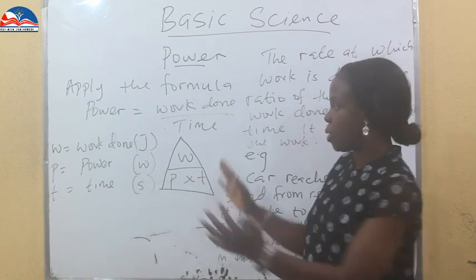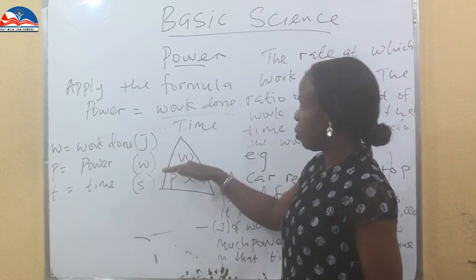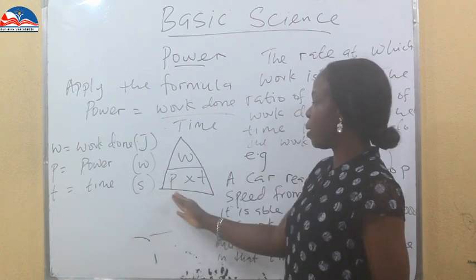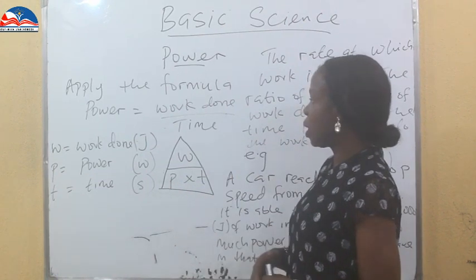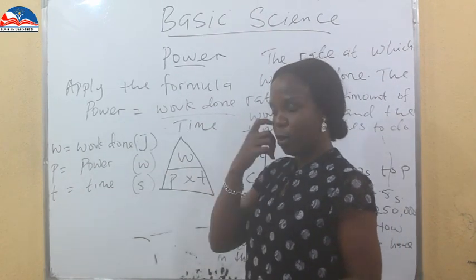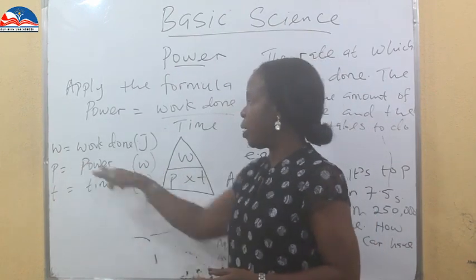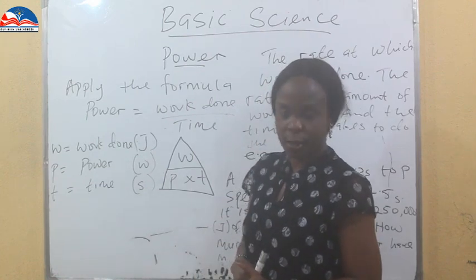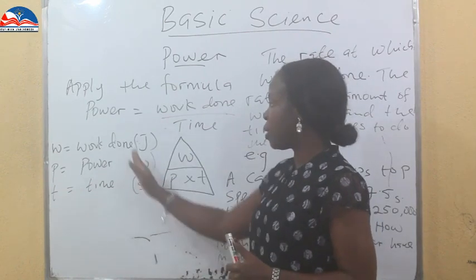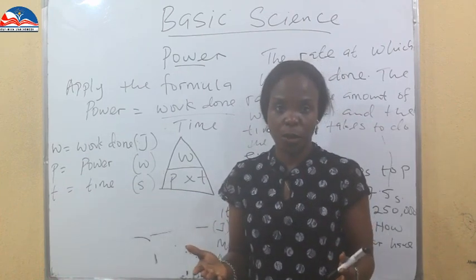Now let's try to use this triangle to explain it. W is P times T, the power times the time. Now, what does each of these symbolize as we input them in our formula? W is work done, which is measured in joules. P is power, which is measured in watts. And then T is time, which is measured in seconds. Please remember what these symbols stand for, because we are going to use them in our formula.